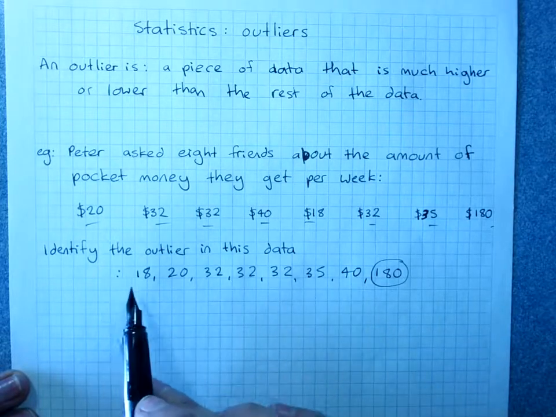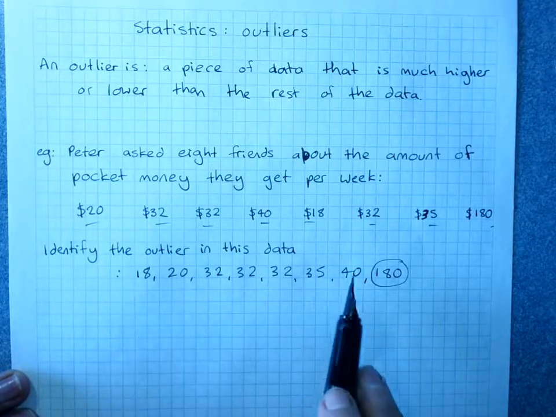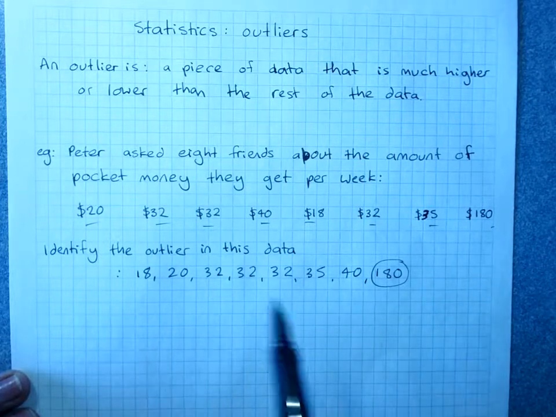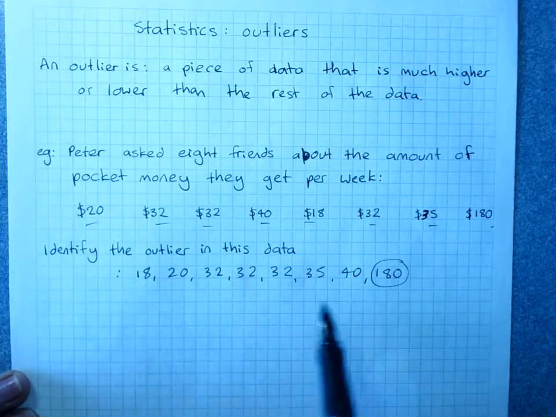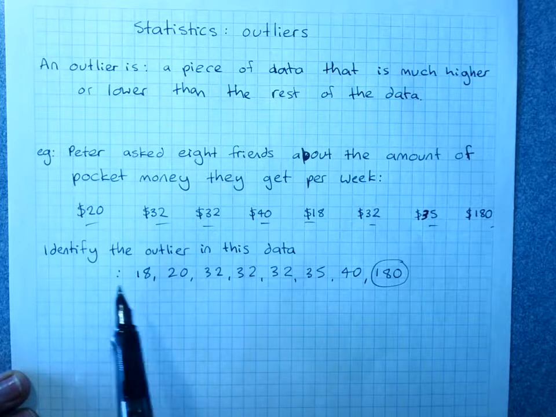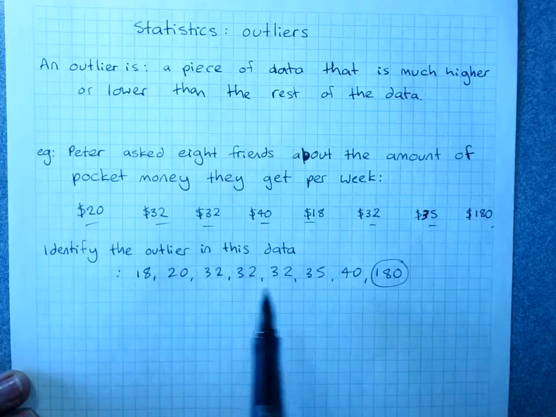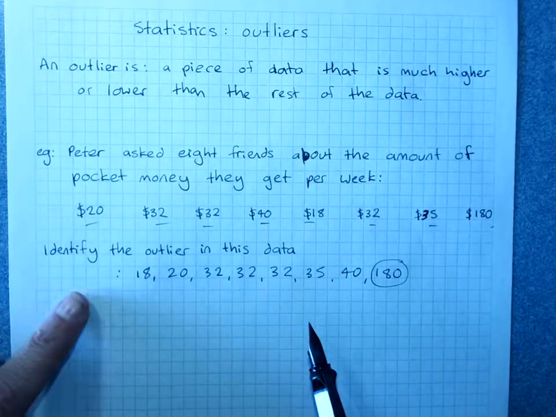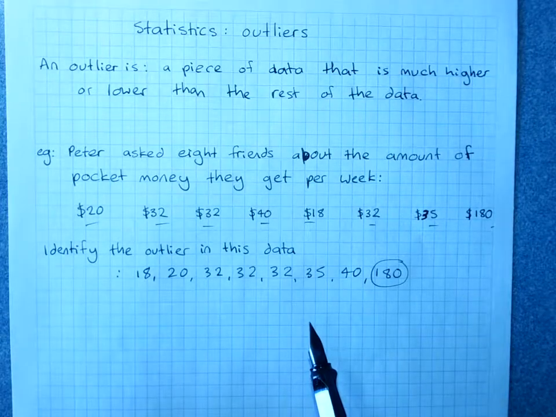and if we look at the rest, they're all pretty close together. Everyone's around about between $20 and $40. You can have 2 outliers. If someone in this data set got 0, that would be a long way away from what's normal here, and so we could say that there was an outlier at the bottom as well.